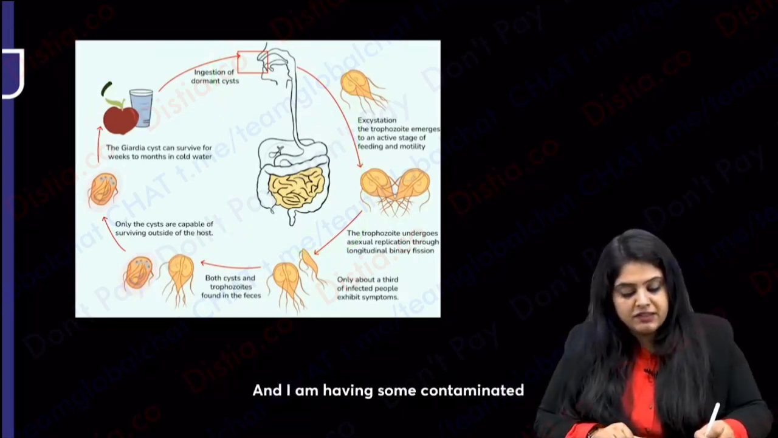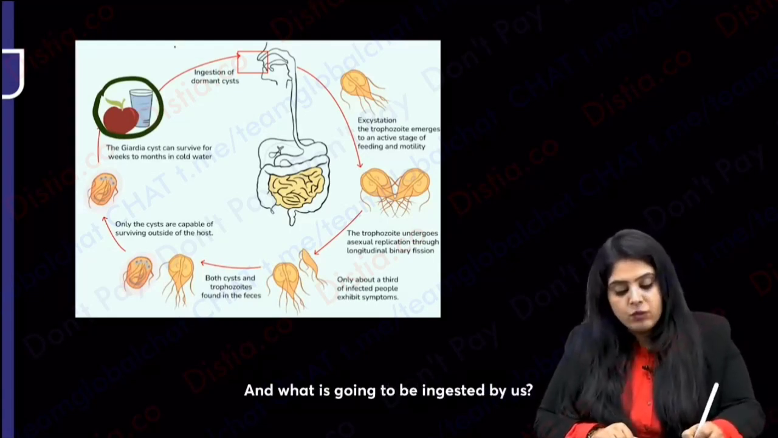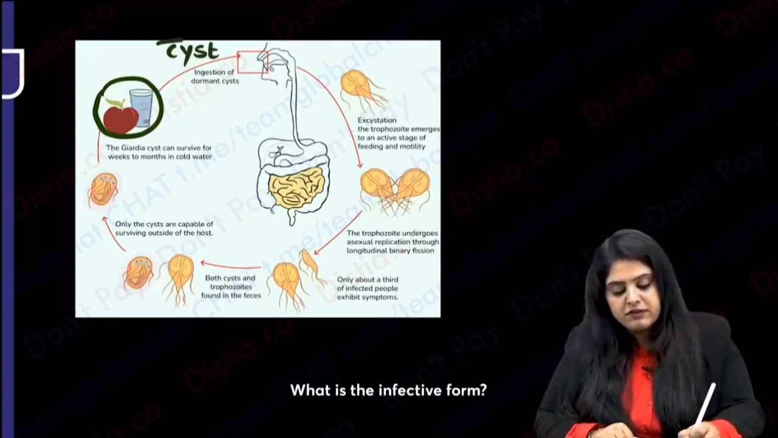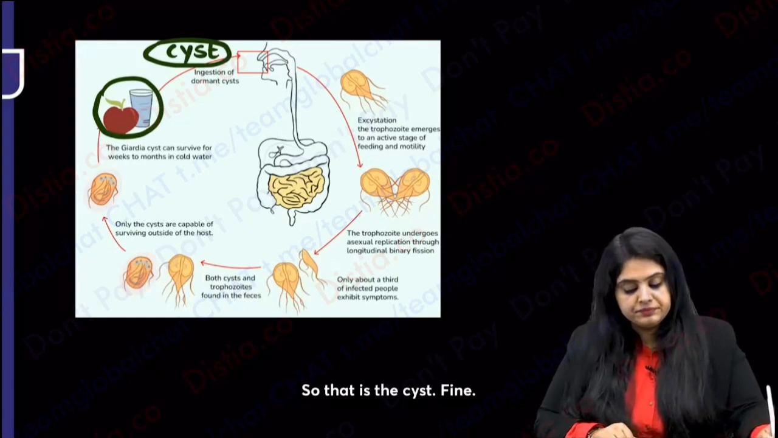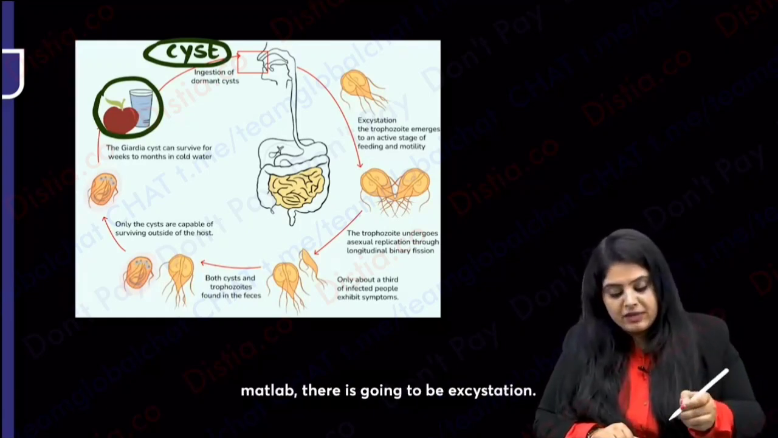And I am having some contaminated food and water, which I can see over here. What is going to be ingested by us? What is the infective form? So that is the cyst. Fine. Again, first the cyst is going to go out, meaning there's going to be excystation.